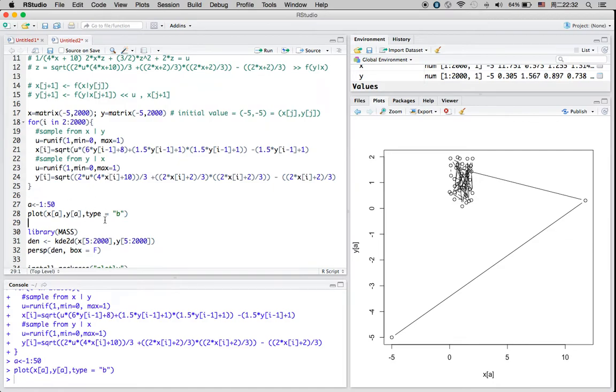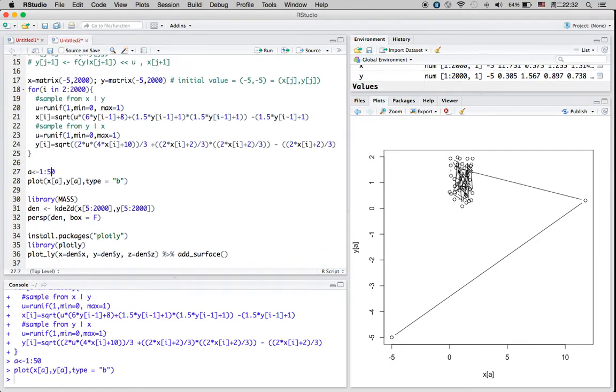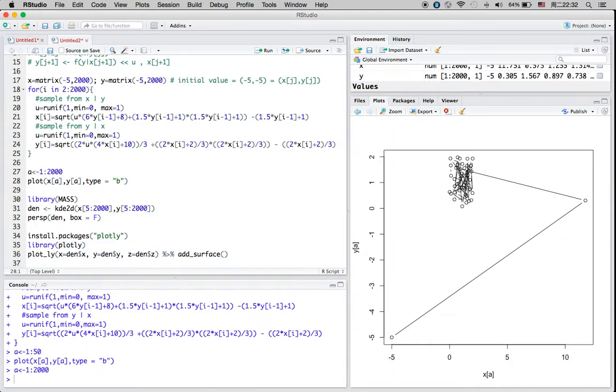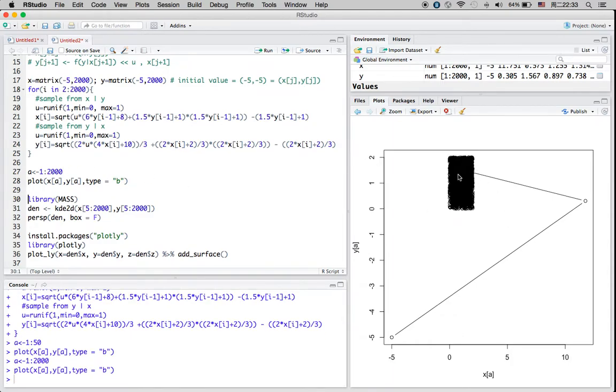Okay, as you can see here, by my third iteration I'm already hitting my target region. So let's take a look at all 2000 samples. You can see that my target distribution is actually in this area. Even if I started from a very bad location, in the end I'm getting my target distribution. The data points at the beginning are called the burn-in, so you can remove those.